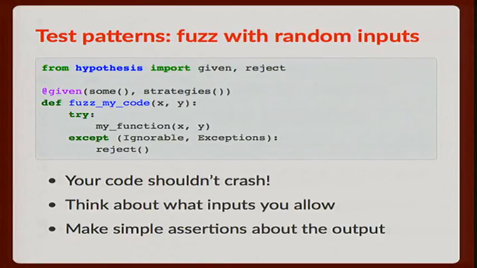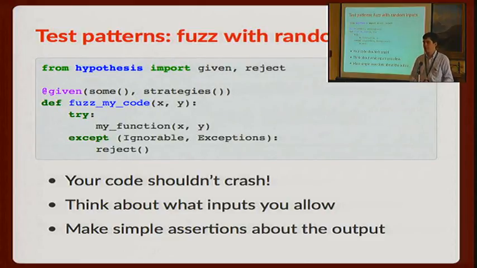And it's a great thing. Every time I run this on a legacy code base, bugs fall out like they're going out of fashion. It's a really powerful test pattern. And you can start extending this, start building on this, think about making very simple assertions about the output. Can your function return None? If not, make an assertion to that effect.